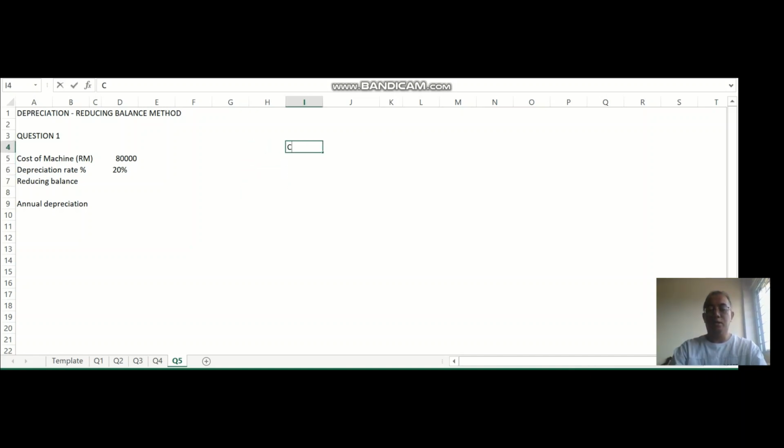So we have in 2018, the cost of buying the machine, which is 80,000. The depreciation that I'm using now is reducing balance, so I put it as RB at 20%. For the first year, it is the same as what you did for your straight line method. So I got 16,000.